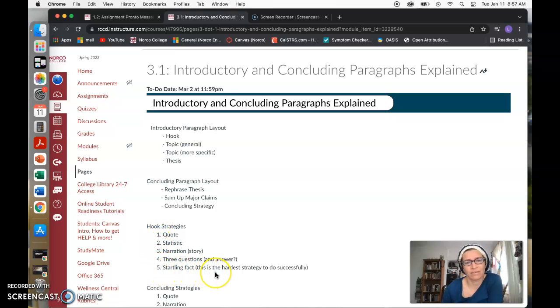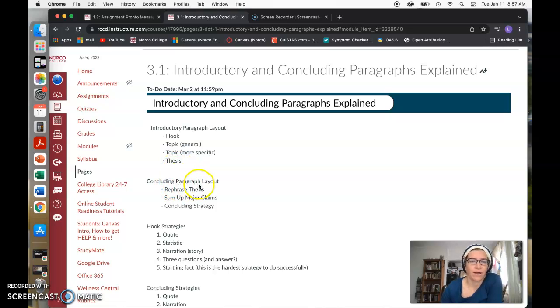Please make sure that you see number 5. It says a startling fact. This is the hardest one to do successfully, and that's very true. So I would maybe avoid using number 5 as much as possible, unless it's the only one that you think works best for your essay. Then you have your general topic. You should spend a lot of time on this. Then you have your more specific topic. You should spend even more time on this. And then you should end your introductory paragraph with your thesis.